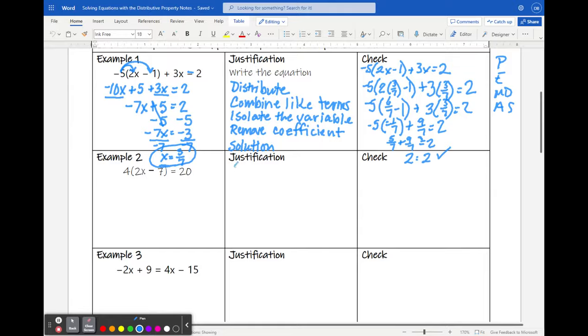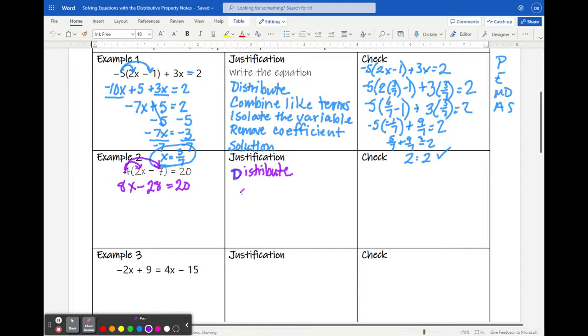The first thing I'm going to do now that my equation is written is I'm going to distribute. I have 4 times 2x, which would be 8x. 4 times a negative 7, which would be a negative 28, equals 20. I don't have to combine like terms. That is not a thing in this one because I don't have like terms.